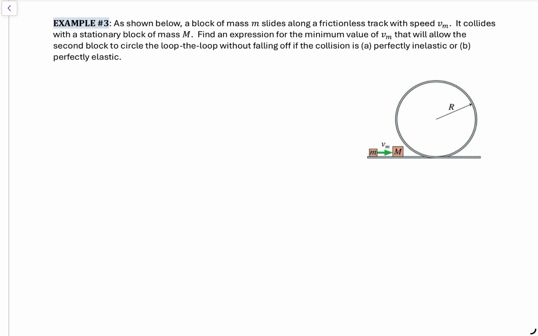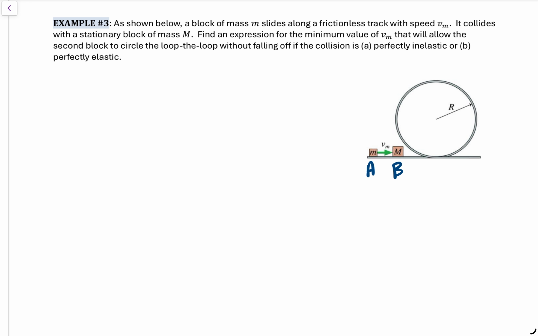All right, so we have the situation shown in the figure. Just talking through it real quick, we have two different blocks. They have two different masses. I'm going to call this block A and this one block B. Block A is going to run into block B. And then for case A, which we're doing in this video, we're going to assume that that collision is perfectly inelastic. So remember, that means that after the collision, blocks A and B are going to stick together.